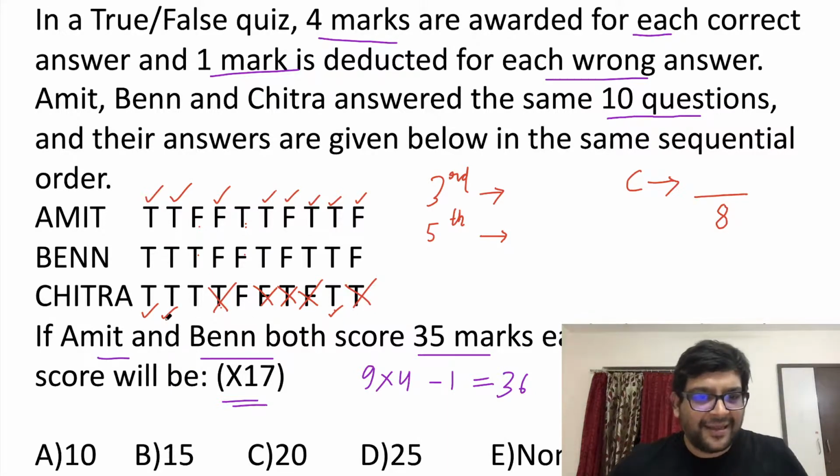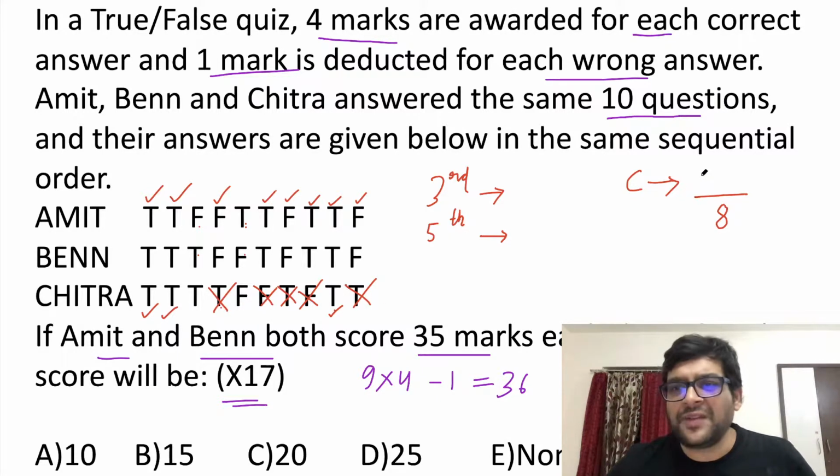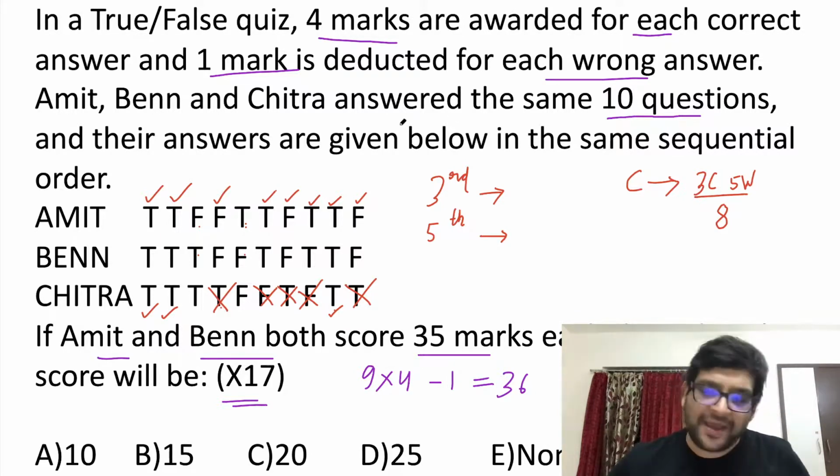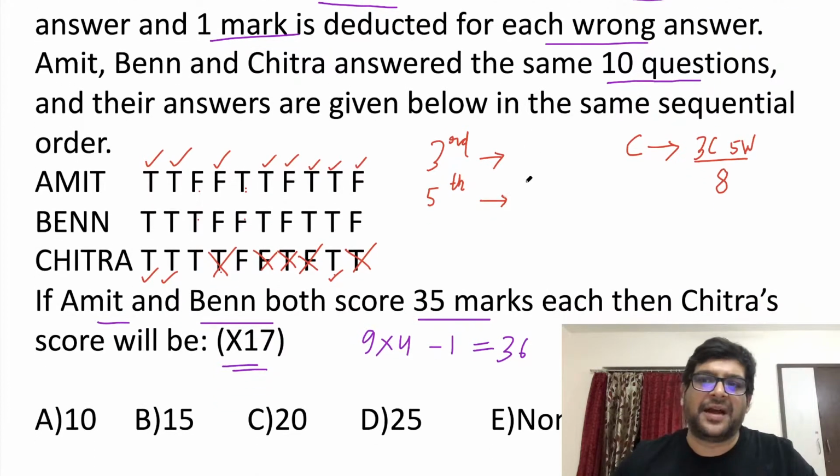So Chitra is correct in 1, 2, and 3. Chitra is wrong in 5. So Chitra, out of these 8, 3 correct and 5 wrong. And this is where, okay, I'll pause here. Now can you tell me what will be the answer?